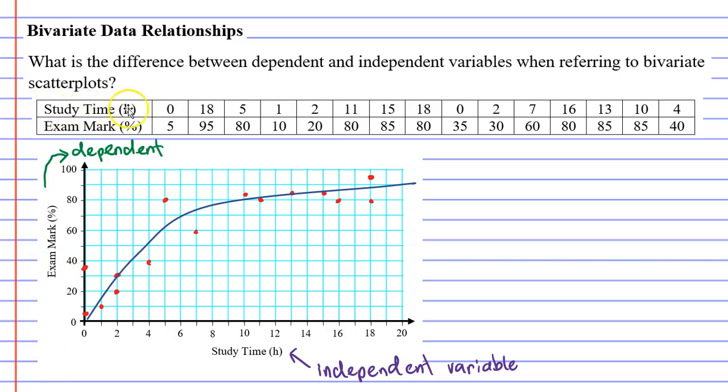Also, when we have our table of values, our independent variable always goes on the top row, and our dependent variable always goes on the bottom row.